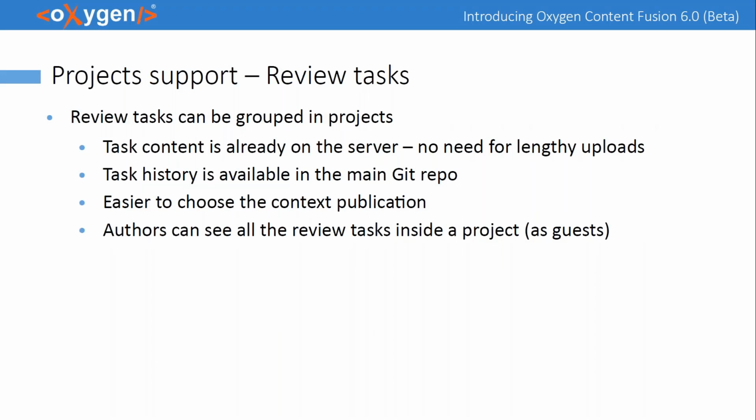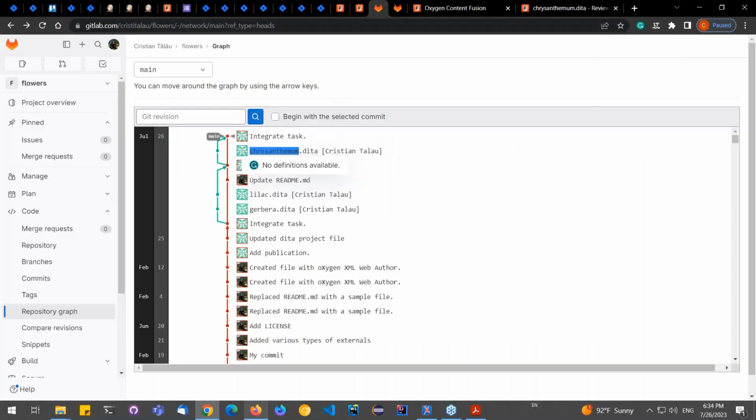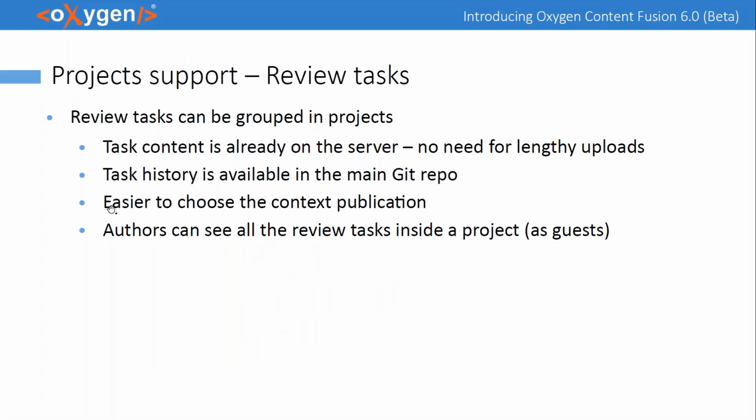Review tasks will be grouped in projects. So in theory, you have a project that can be decomposed in tasks, and with this projects feature, we just materialized the project concept in the Content Fusion server. Some benefits of having the review tasks grouped in a project are, as I told before, there is no need for lengthy uploads with the entire data map. The task history is available in the main Git repository, as I showed here, so you can see what changes were made in each review task.